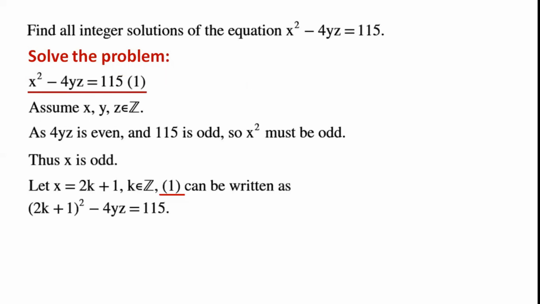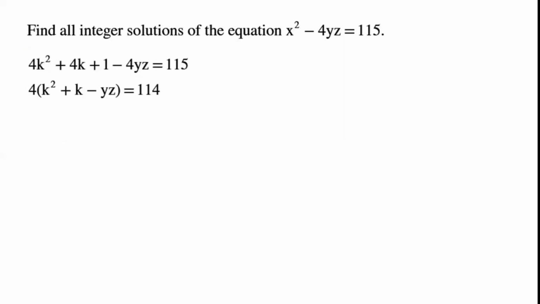Let x equal 2k plus 1, where k is an integer. Equation 1 can be written as (2k plus 1) all squared minus 4yz equals 115. 4k squared plus 4k plus 1 minus 4yz equals 115.